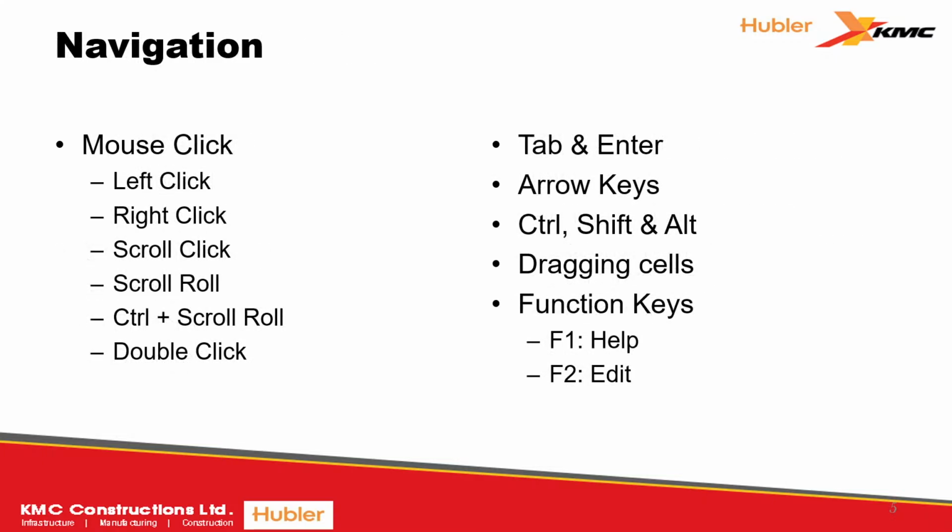Let's go to the navigation. So when it comes to the mouse, there are different ways we can use it. We have, of course, the default two clicks, the left and right, and the middle one, which I'm calling a scroll click. It's what is indicated here. And we have a scroll roll. We can just rotate this scroll.